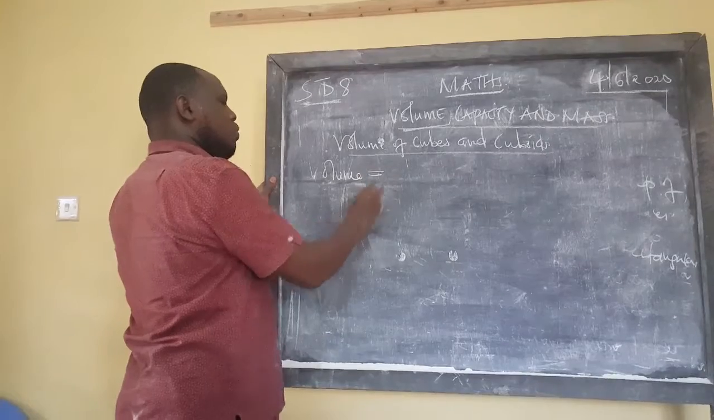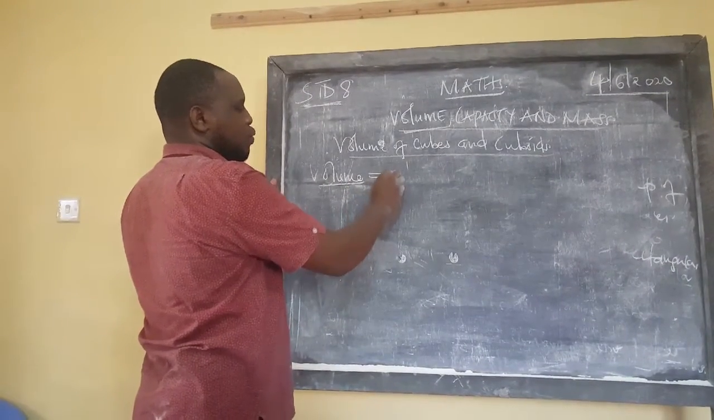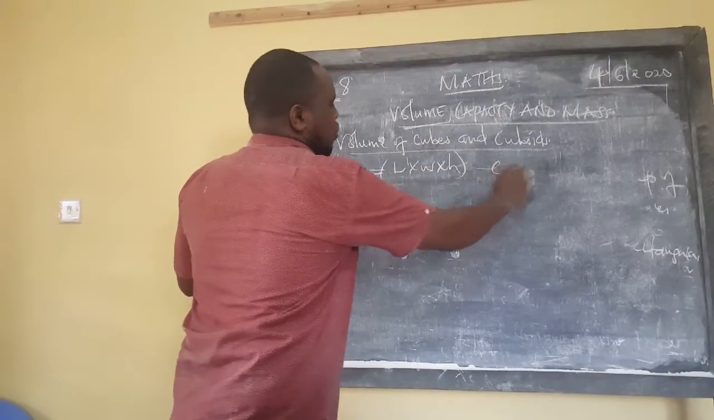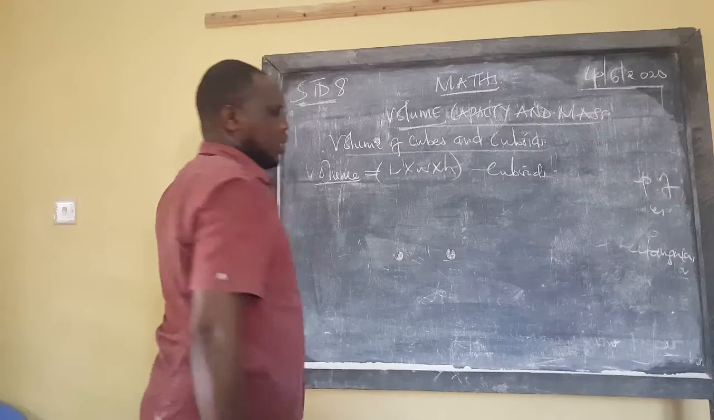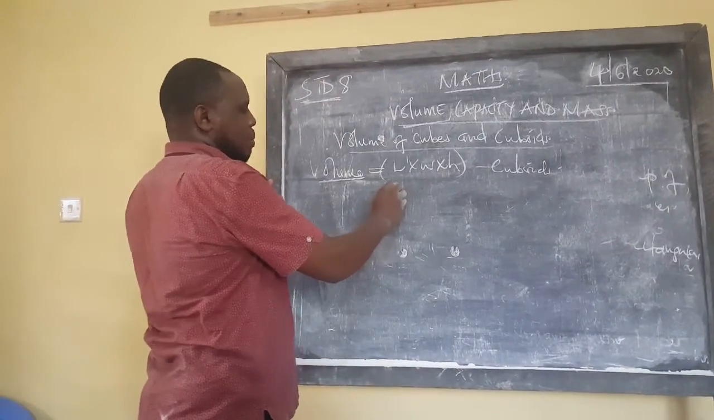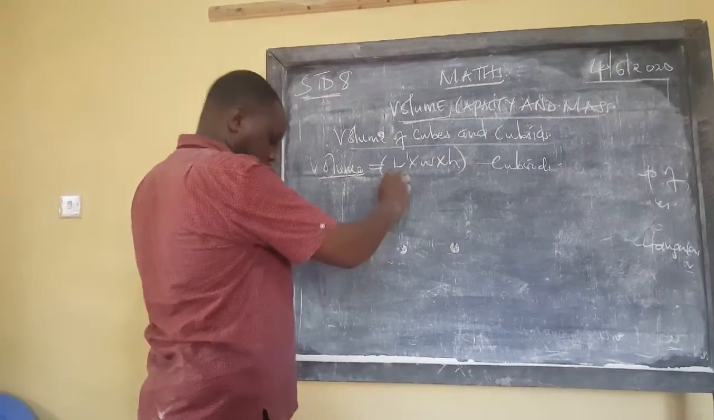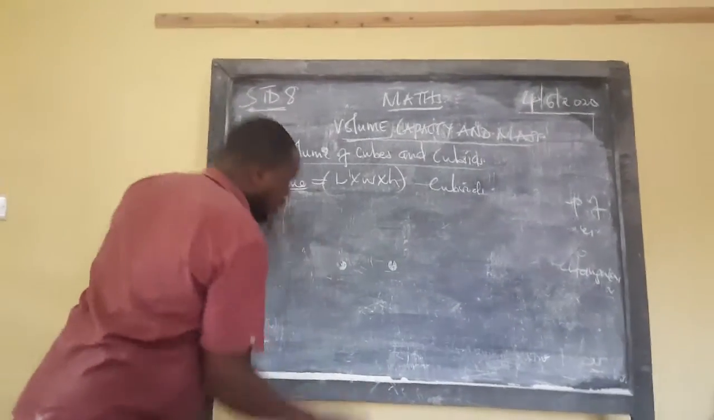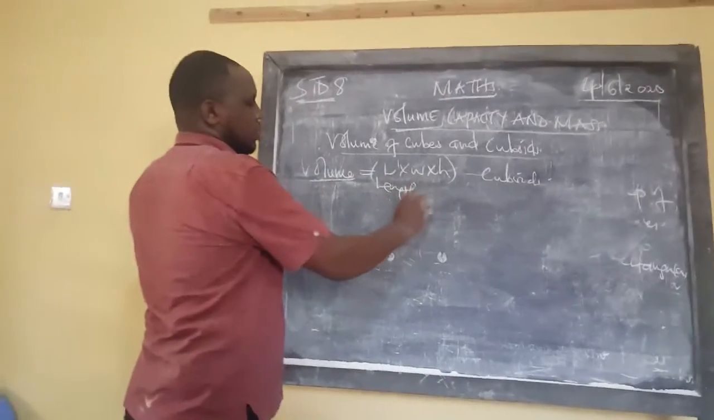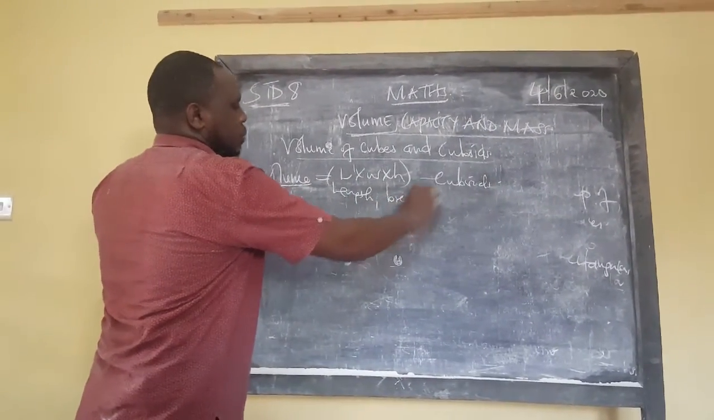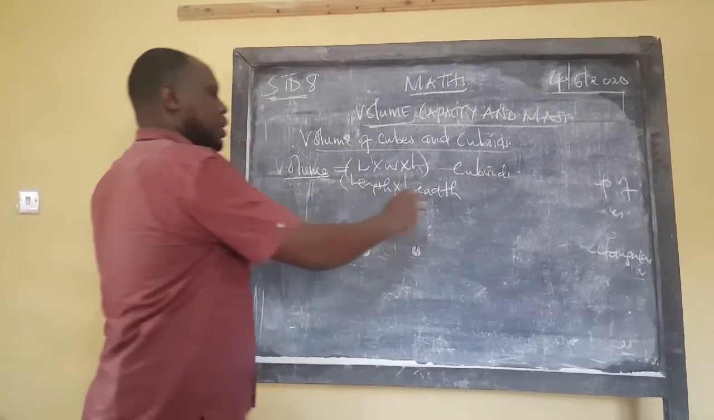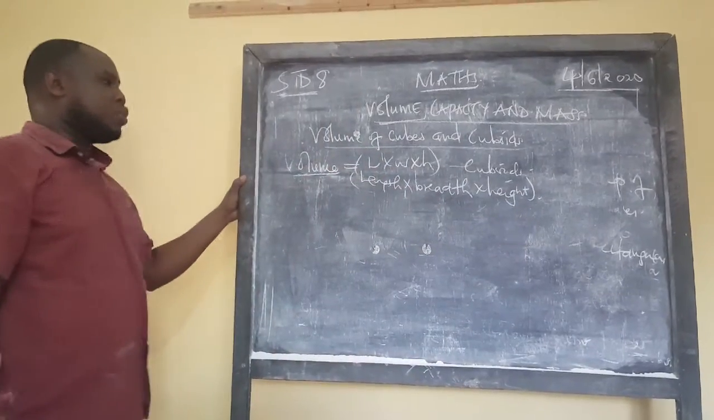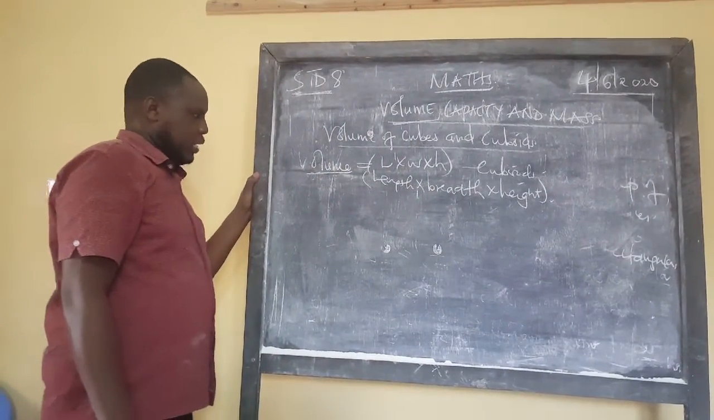So for the volume of cuboids, you take length times width times height. That is for cuboids. Or you can say length, breadth, which is simply width, then times height. These are things that you're going to use to get the volume of cuboids and cubes.